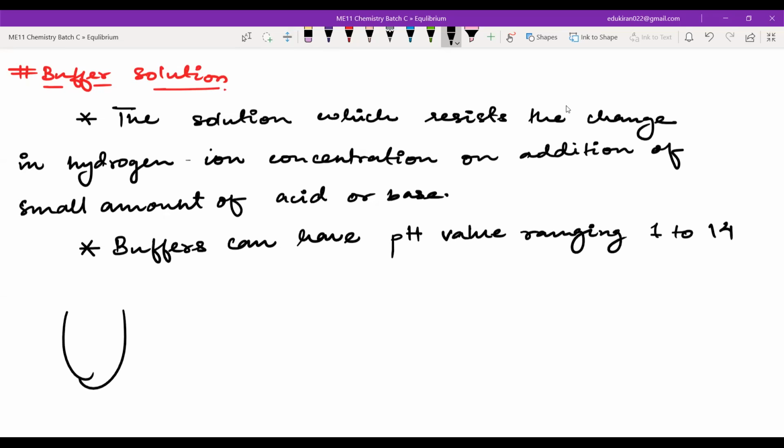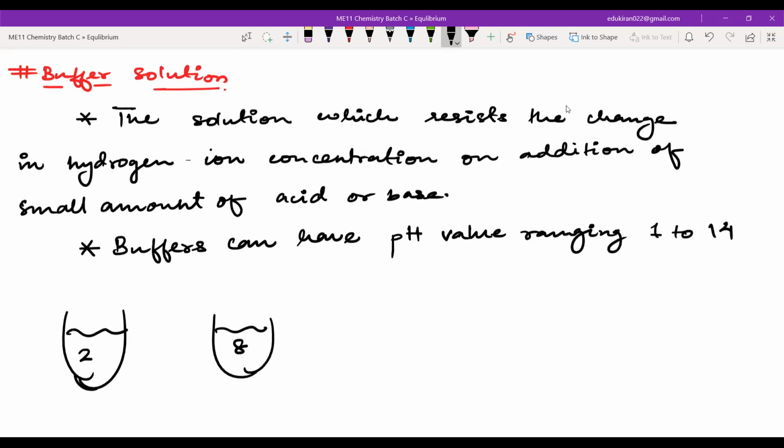What does that mean? If I prepare a buffer solution where the pH is 2, I can also prepare a buffer solution where the pH is 8. Both of these solutions are buffer solutions. The definition of buffer solution is not revolving around any particular pH, but for a particular buffer solution, there should be a particular pH.